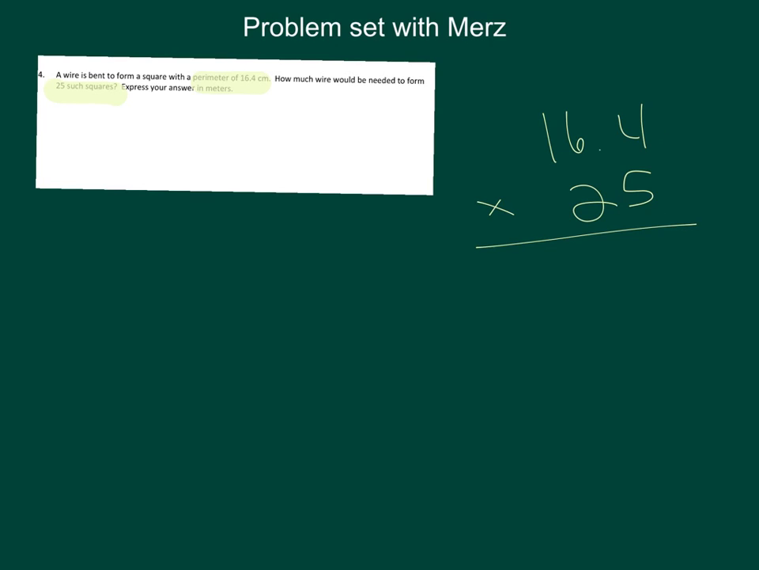5 times 4 is 20. Place the 0, carry the 2. 5 times 6 is 30, and 2 more is 32. Carry the 3. 5 times 1 is 5, and 3 more is 8. Moving on. Placeholder as a 0. 2 times 4 is 8. 2 times 6 is 12. Put the 2. Carry the 1. Notice how I'm getting rid of that 3 from before. It's gone. 2 times 1 is 2, and 1 more is 3. Add them up.